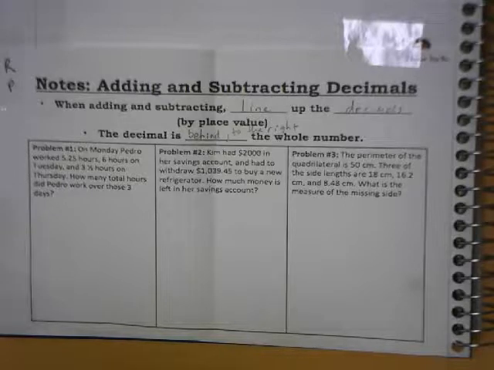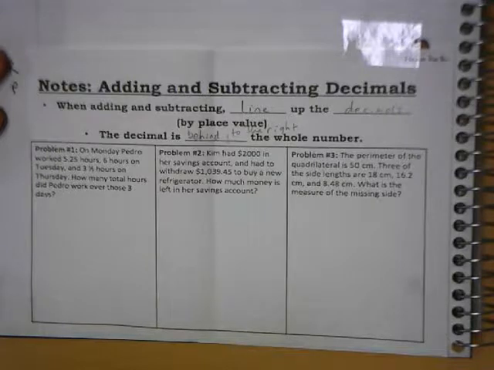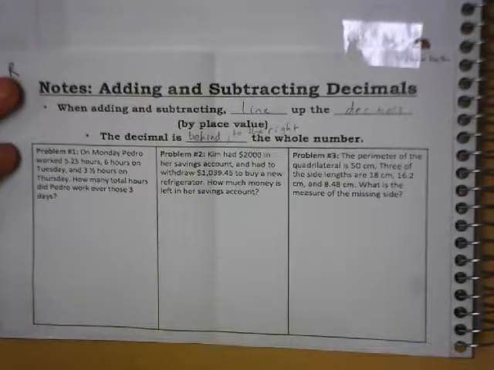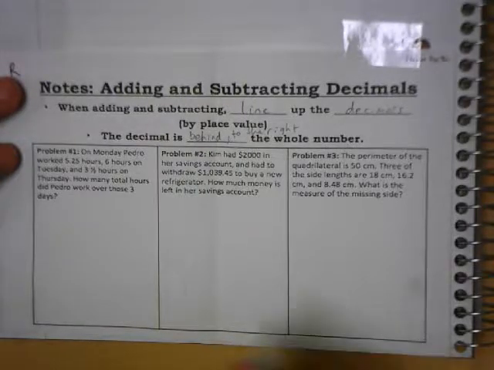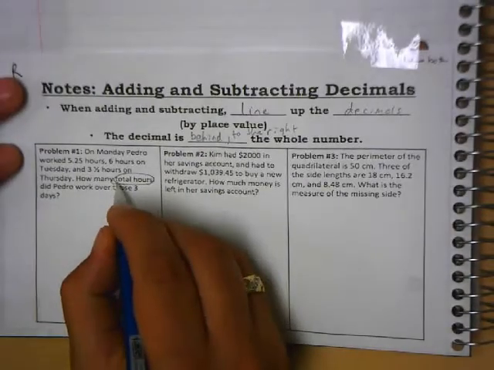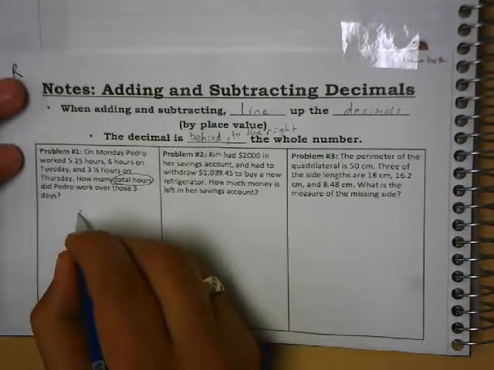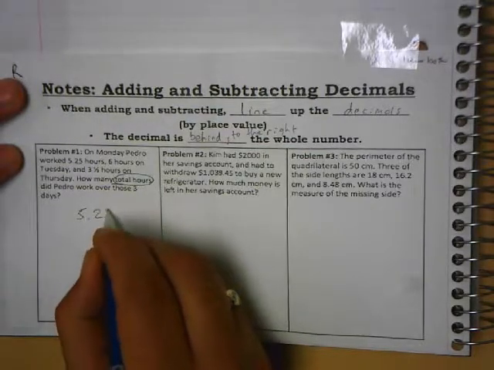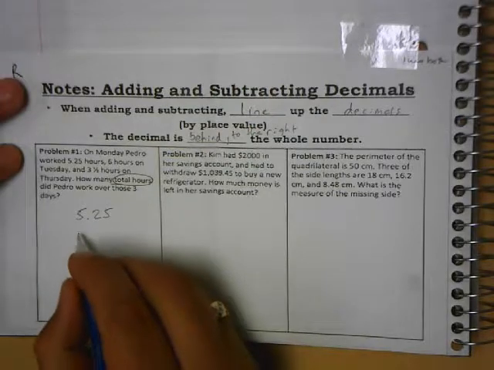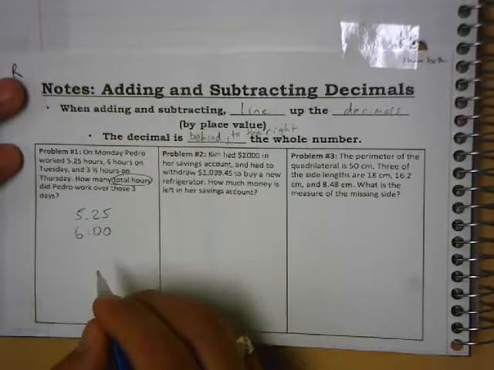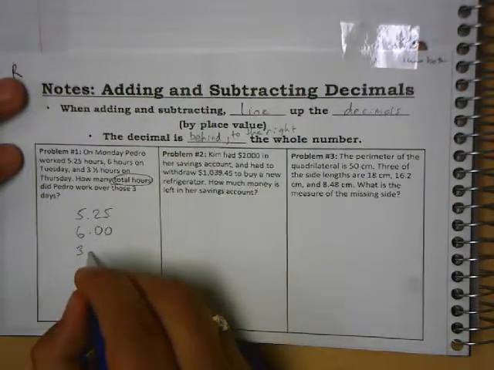Monday, Pedro worked 5 25/100 hours, 6 hours on Tuesday, 3 1/2 hours on Thursday. How many total hours did Pedro work over those 3 days? Total hours tells us we want to combine the number of hours Pedro worked on those 3 days. Monday, 5 25/100 hours. On Tuesday, he worked 6 hours. And on Thursday, he worked 3 1/2 hours.